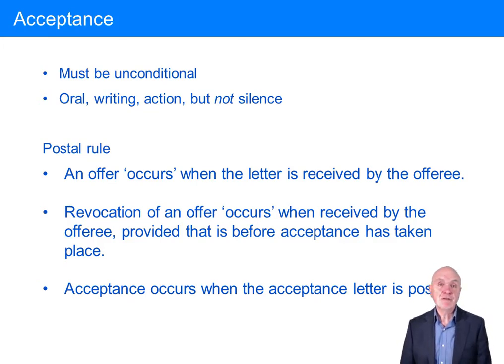Revocation of an offer is where you want to withdraw the offer, and it occurs when received by the offeree. So you can't be planning, if you like, to buy an item, and the other person has posted a letter saying, oh, I made a mistake, I'm not going to offer it to you. Every time the offeror is sending out something, either the original offer or a revocation, it only occurs really when those documents are received by the offeree.